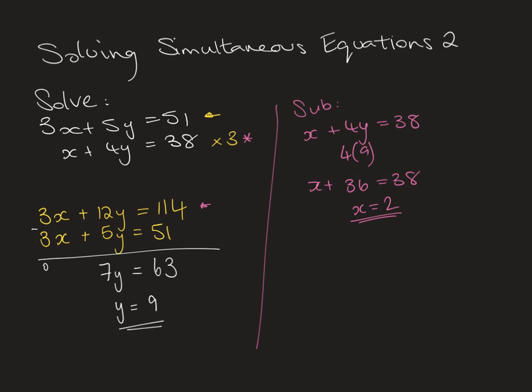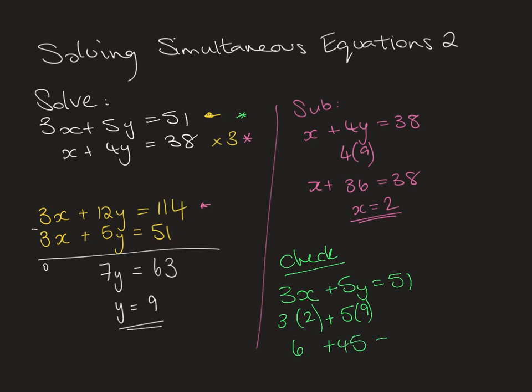There's my second solution. The final step again is the same as we had for the easier questions, and that's to check that our solutions work using the equation that we haven't already used. So I've got to use the top equation here, 3x add 5y is equal to 51. 3 times our x value, 3 2s are 6, add 5 times our y, 5 9s are 45, 6 add 45 is 51, and so we've got the correct answer.